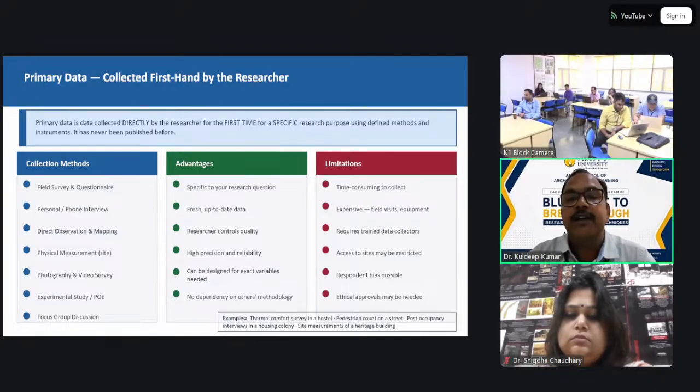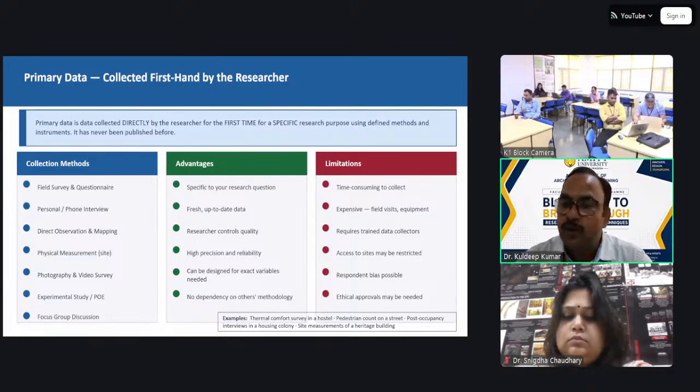Now let's see the advantages. The biggest advantage of primary data is that it is specific to your study, to your research inquiry. There is no ambiguity about what was measured and how, because you have done it. Another advantage is that the data is current, it's the latest. And overall, through your research, you are controlling the quality of the data.